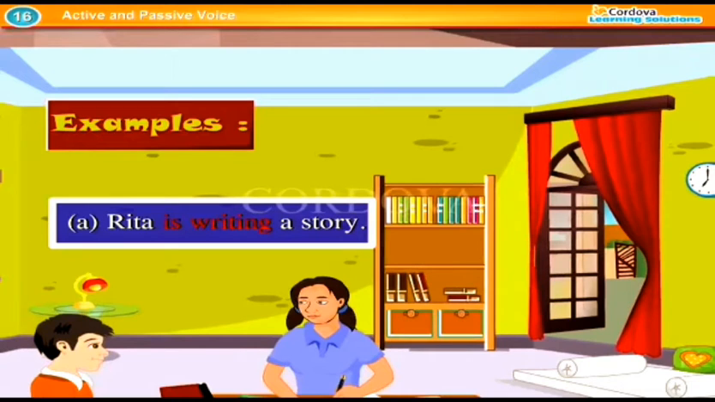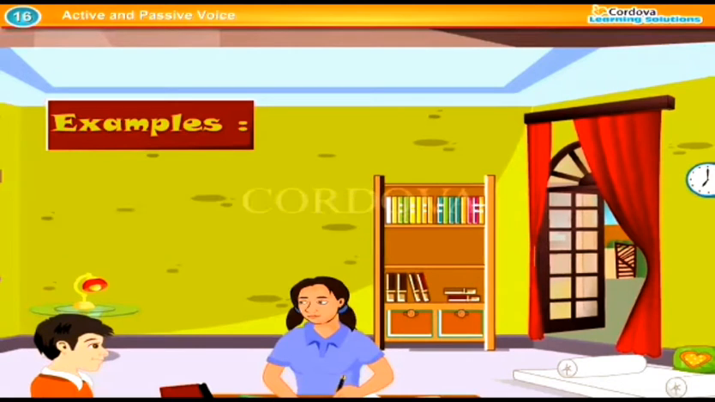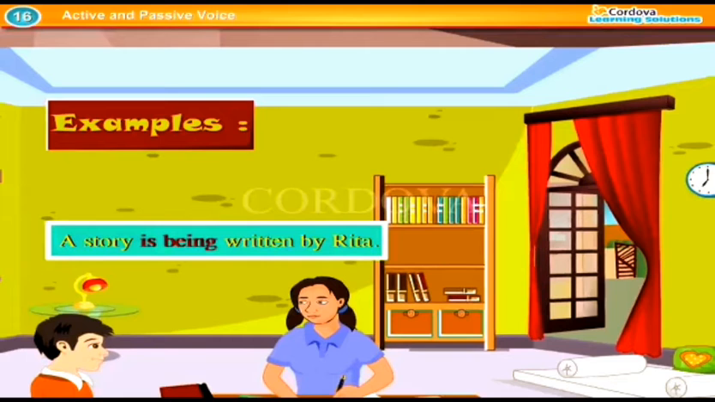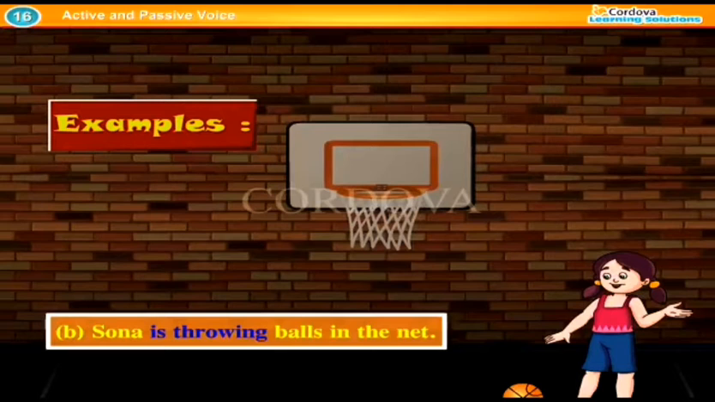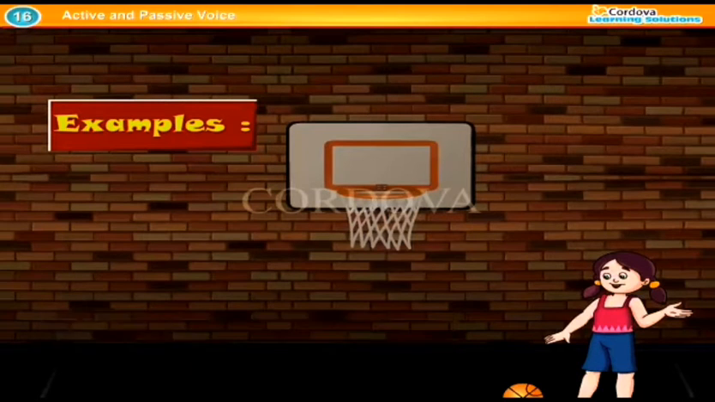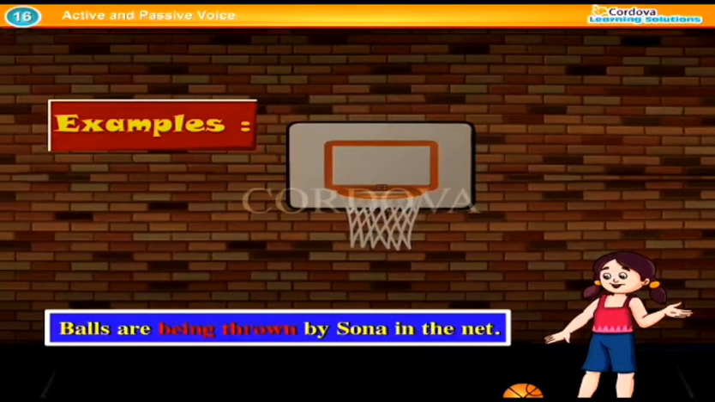Present continuous tense. Examples: Rita is writing a story. Active voice. A story is being written by Rita. Passive voice. Sona is throwing balls in the net. Active voice. Balls are being thrown by Sona in the net.